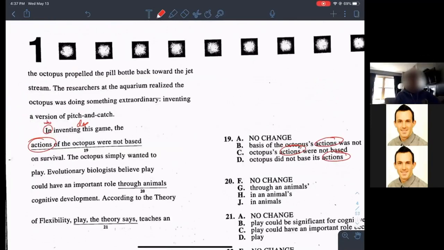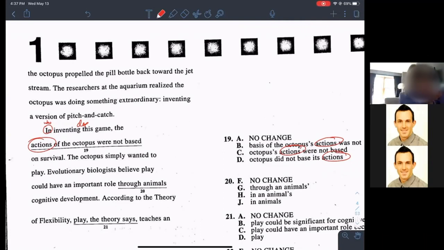Okay. So you see how I said who is inventing the game? The who is the subject. In inventing the game, it's not the actions that are the subject there, it's the octopus. And so you thought it was the actions, and I understand why you thought it was the actions, right? In the case of actions of the octopus were not based, that makes it sound like the actions are the subject, because the actions of the octopus, the actions are actually the true subject there.